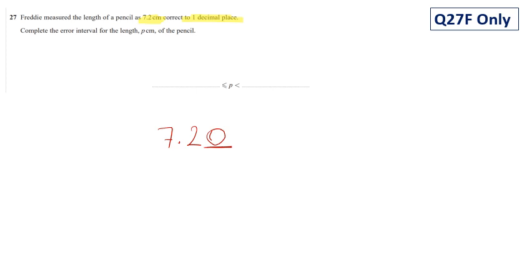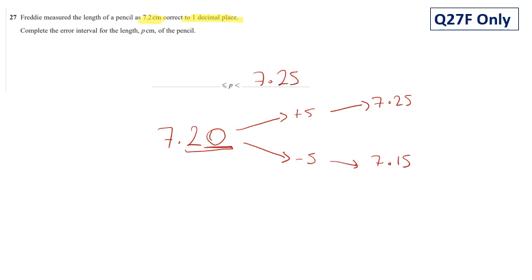Now to work out the upper and lower limit of this interval, I'm going to add 5 to those 2 digits, in this case 20. I'm going to add 5 and I'm going to take away 5 from that number. So the upper limit in this case is going to be 7.25, and the lower limit is going to be 7.15, and I can write that on the answer line. The upper limit goes on the right hand side and the lower limit will go on the left hand side. And that's the question done.